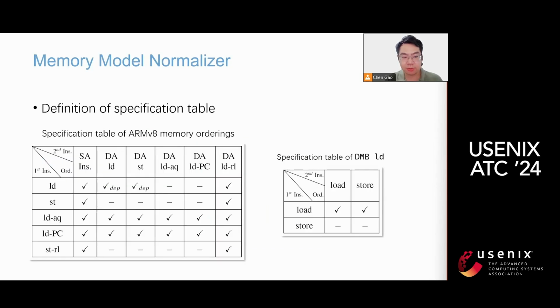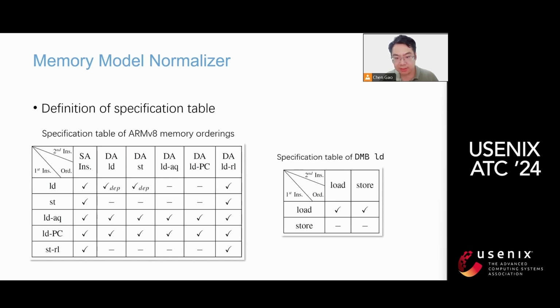Next, I will provide a detailed exploration of the derivation method for the mapping scheme. Firstly, we introduce a memory model normalizer to describe memory models using specification tables. Generally, the memory order of an ISA is described with one specification table, and the order enforced by each barrier is described with a separate specification table. As an example, the table shows the memory order specification tables for ARMv8 and its load fence, DMB load.